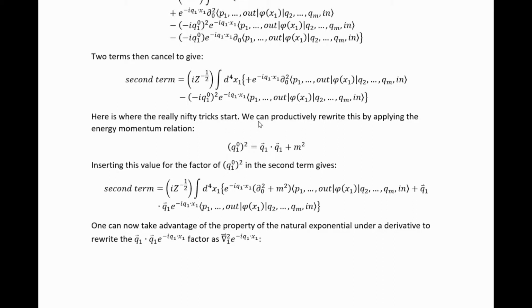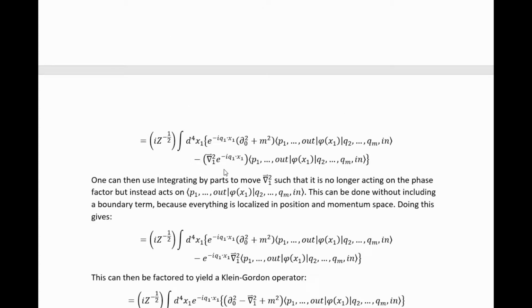Here's where the really nifty tricks start. We can productively rewrite this by applying the energy-momentum relation, which I've written like this to make the substitution super obvious, and that gets us here. One can now take advantage of the property of the natural exponential under a derivative to rewrite this factor, which shows up there, as this one. Substituting that in gives us this expression.